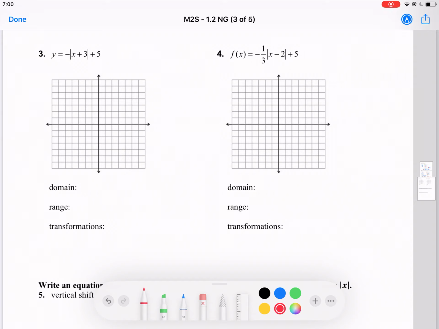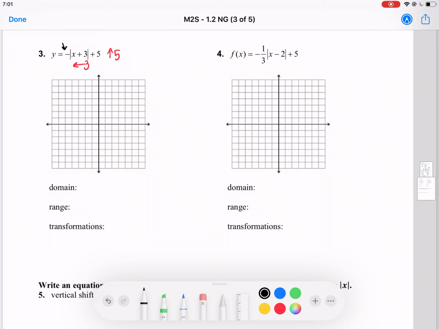So I want to go through a couple more graphs with you. So number 3, remember inside always goes opposite. So we have a +3, which means we're actually going to go to the left 3. And then the +5 on its outside, you stick with the sign. So we're going to go up 5. Now this time we actually don't have a vertical stretch or compression.